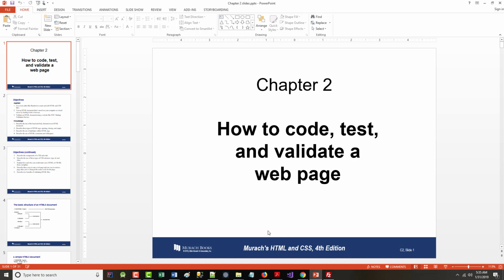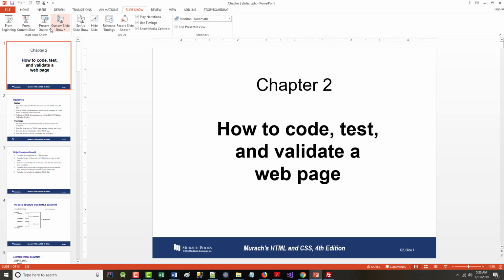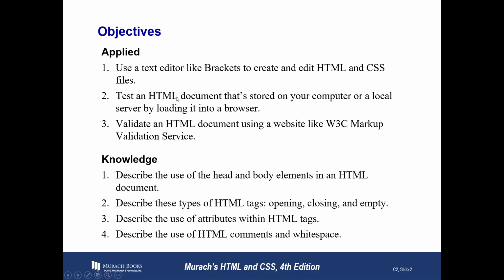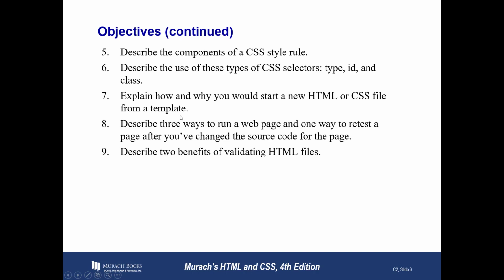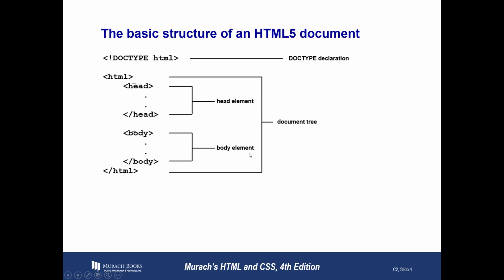So, Chapter 2, how to code, test, and validate a web page. Remember, as we go through these and we get to a page like this, I'm not going to read this to you. We will, in this chapter, validate both an HTML file and a CSS file. They'll both be very simple in nature. We'll go over some of the major HTML components and some of the major components in CSS as well. So here is the basic structure of an HTML5 document.